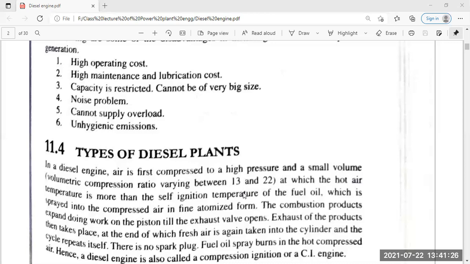Fuel oil is sprayed inside the chamber in atomized form, and by the high temperature of the air inside, it quickly and immediately gets ignited. Now, the combustion products do work on the piston until the exhaust valve opens. The piston is being pushed by the combustion products, the fumes, till the exhaust valve opens. Then the combustion products expand during the work. Exhaust of the products then takes place, at the end of which fresh air is again taken into the cylinder and the cycle repeats. There is no spark plug.